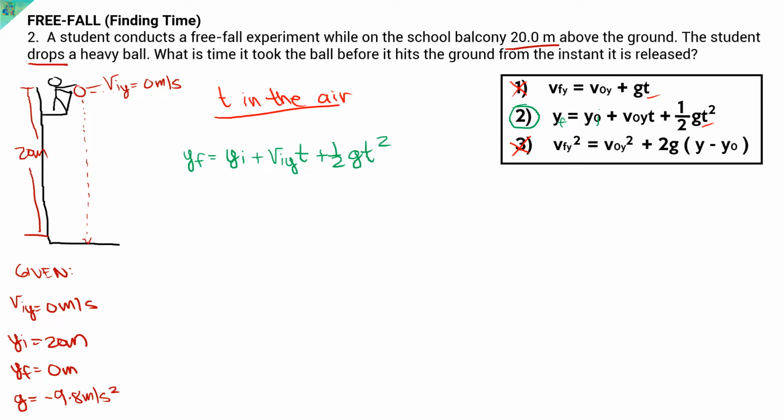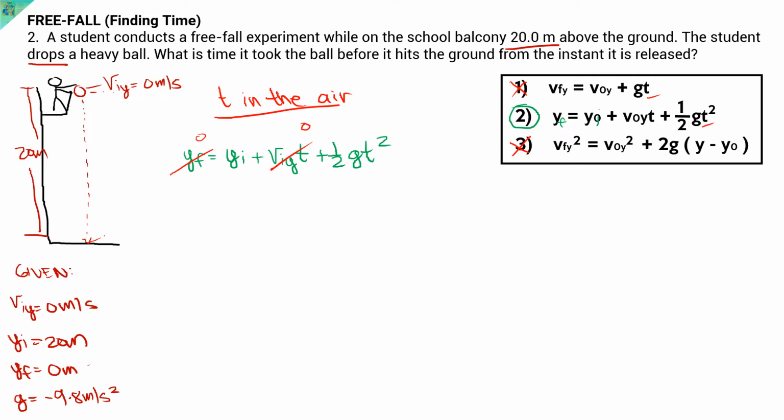Okay, before we move on and plug our values here, let's look if there are certain parts of the formula here that we can cancel out. From here, our y final is actually 0, which means we can cancel that out. Our y initial won't be 0, that would be 20 meters. Our initial velocity is 0 since it drops the ball, so that would be 0. And gravity is given, we are searching for time.